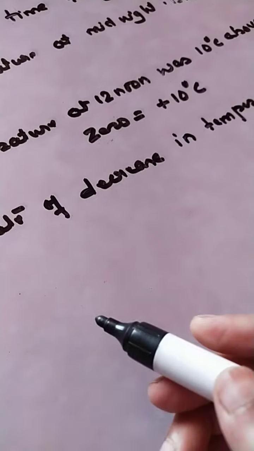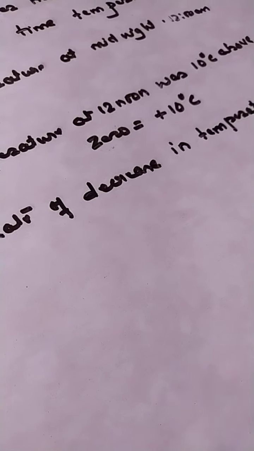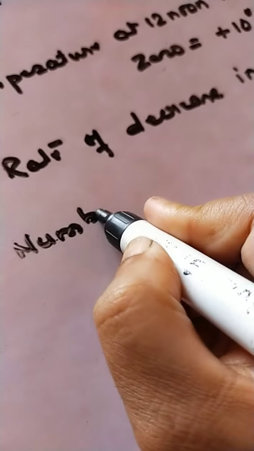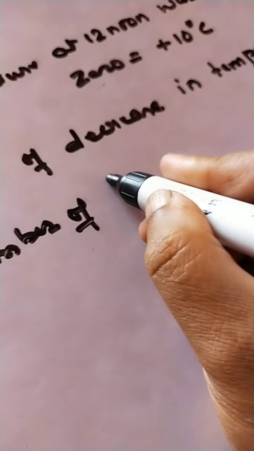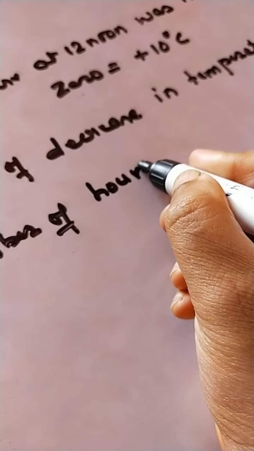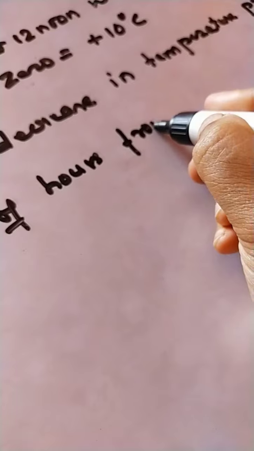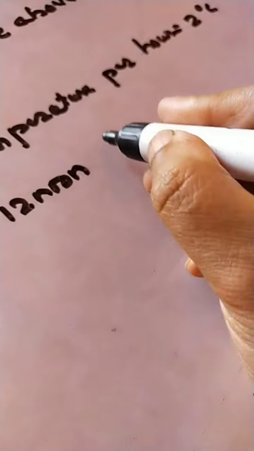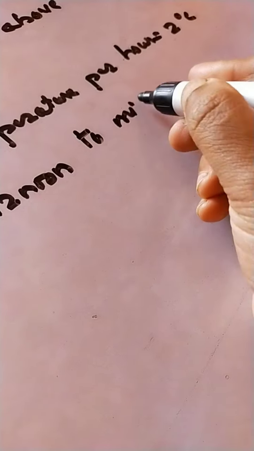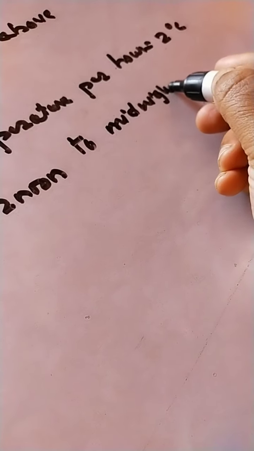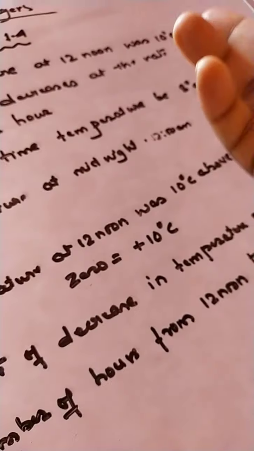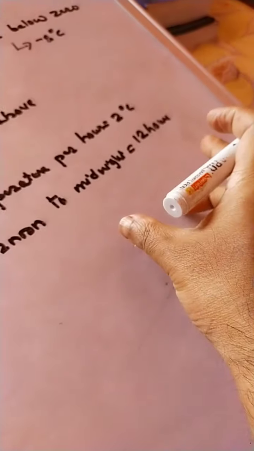Temperature at midnight. So first of all, we have to see the number of hours of difference from 12 noon to midnight. What is the total difference? From 12 noon to 12 midnight, there is a 12 hour difference, isn't it? So how many hours gap is there?